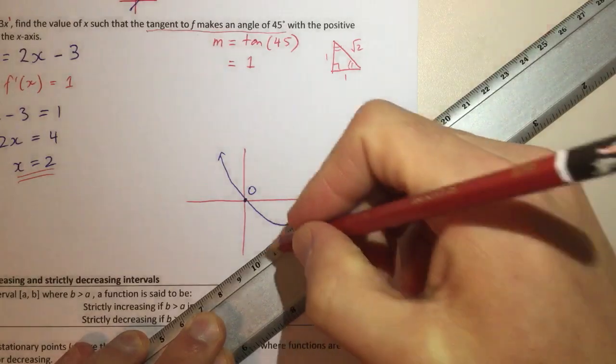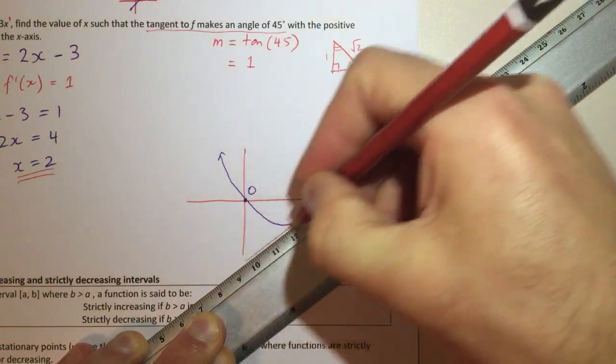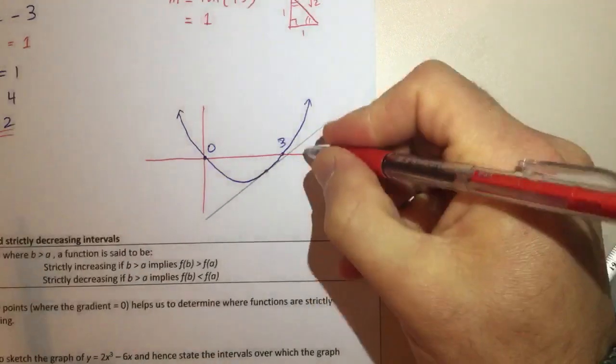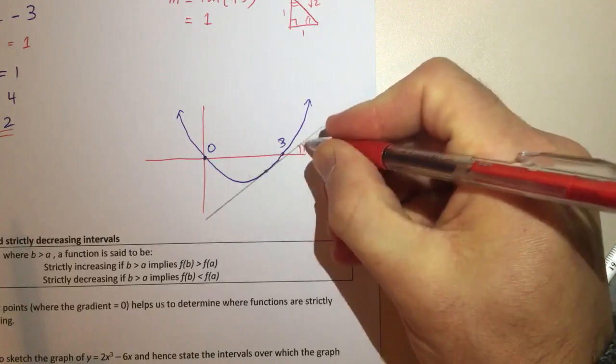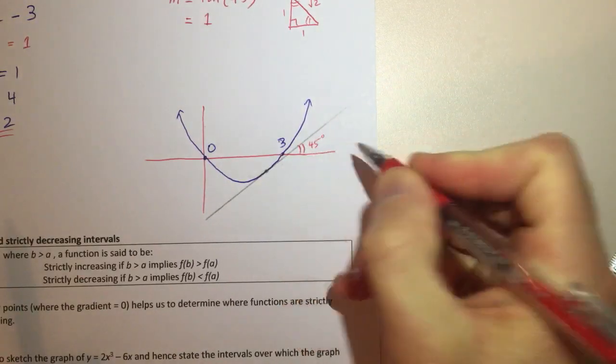Or more specifically, as it was worded in the question, we get a tangent that would cross the x-axis at an angle of 45 degrees. All right, that was what the question was all about.